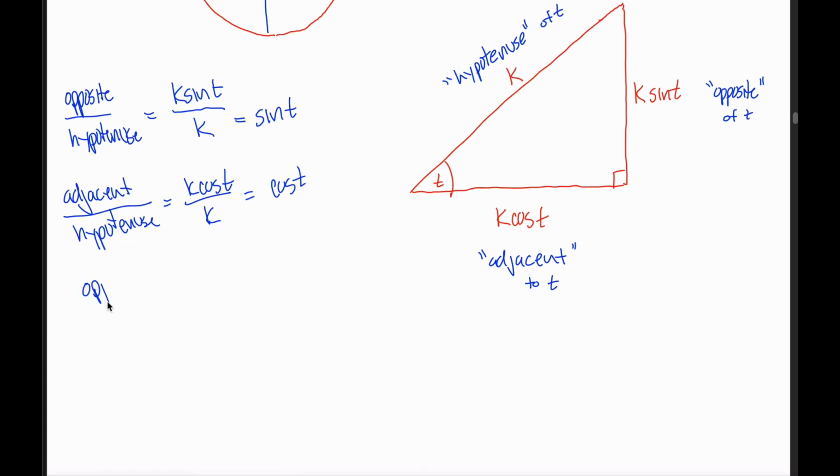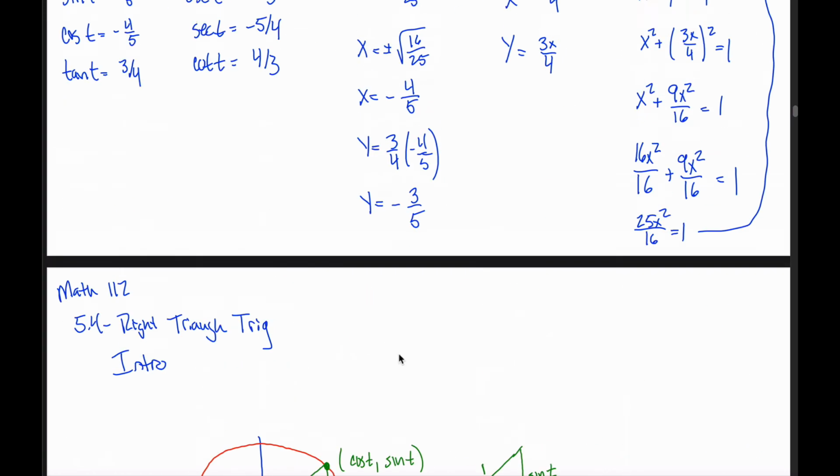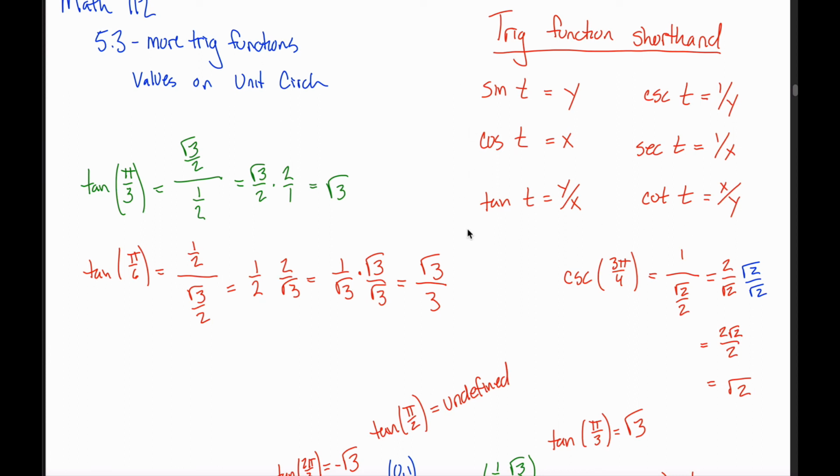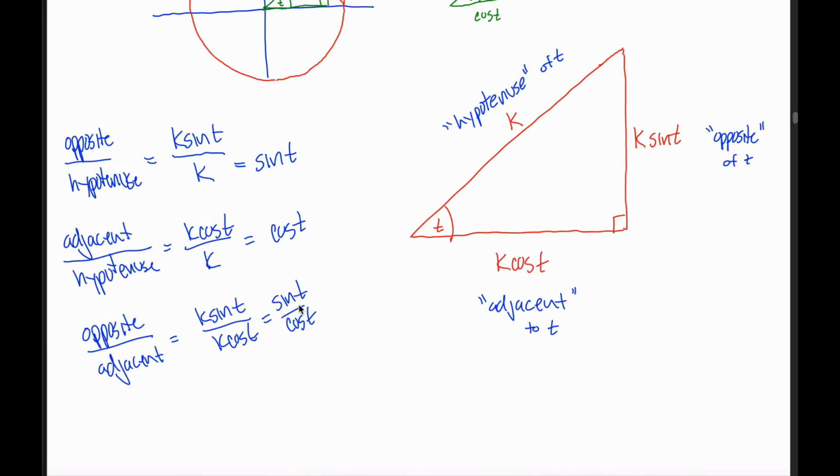Finally, if I take the length of the opposite side and divide it by the length of the adjacent side, I would be taking this k sine of t and dividing it by this k cosine of t. The k's would cancel, and I'd be left with just the sine of t over the cosine of t. However, maybe you remember from a previous video that the ratio of the sine to the cosine has a special name. The sine is just the y-coordinate, the cosine is just the x-coordinate. If I take the y and divide it by the x, I get the tangent. What I'm saying is sine of t divided by cosine of t is just the tangent of t. So therefore, the ratio of the length of the opposite side to the length of the adjacent side is always going to be equal to the tangent of t.